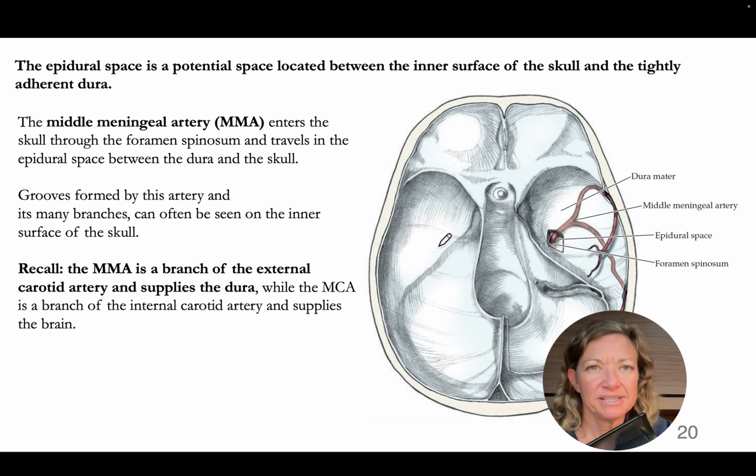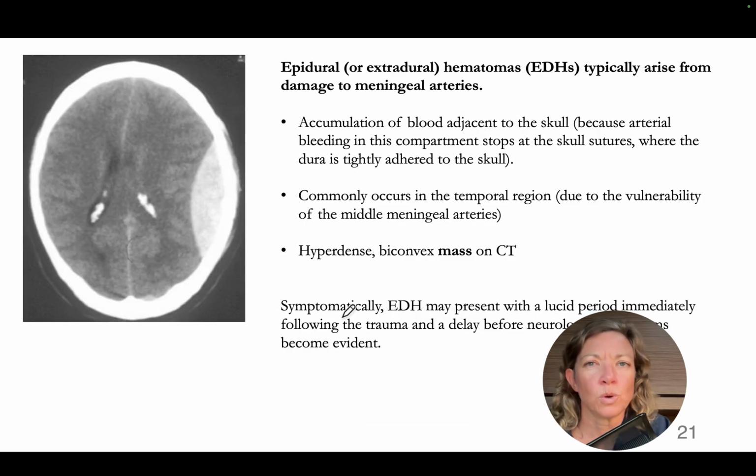And so the schematic on this slide sort of reiterates those points. You can see here in a cutaway, this is where the middle meningeal artery enters the skull. It enters through the foramen spinosum and travels in the epidural space between the dura and the skull. And so here's the entry point of that middle meningeal artery. So epidural or extradural hematomas, abbreviated EDH, typically arise from damage to meningeal arteries.